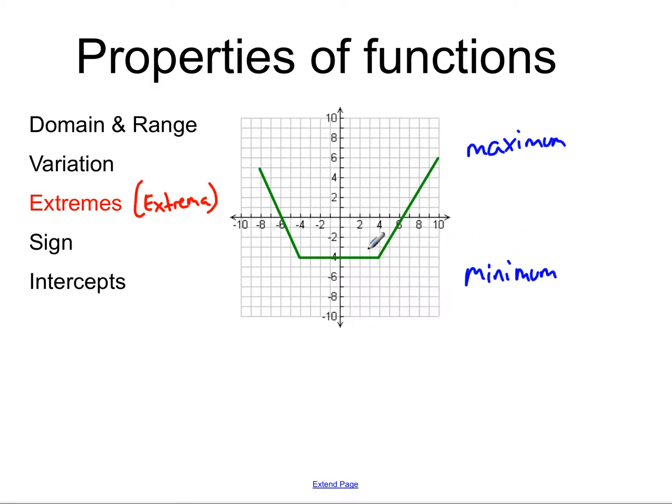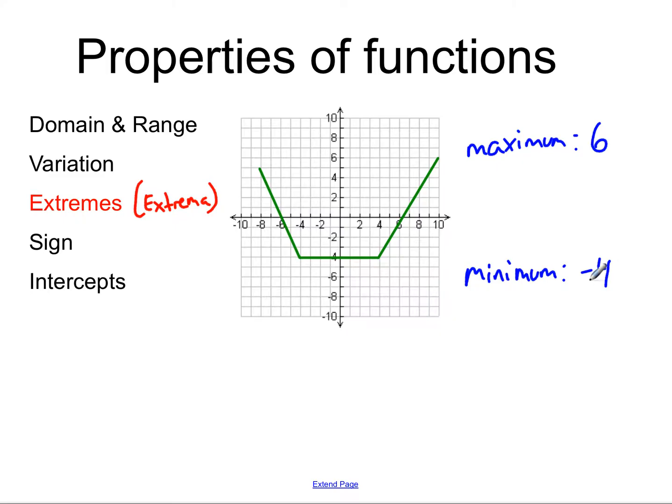So what is the highest y value shown here? Well, it's all the way up here. The highest y value is 6. So the maximum is 6. That's it. We're not looking for an interval here. We're looking for the actual number. How high does this thing go? How low does it go? Down to -4. That's it.